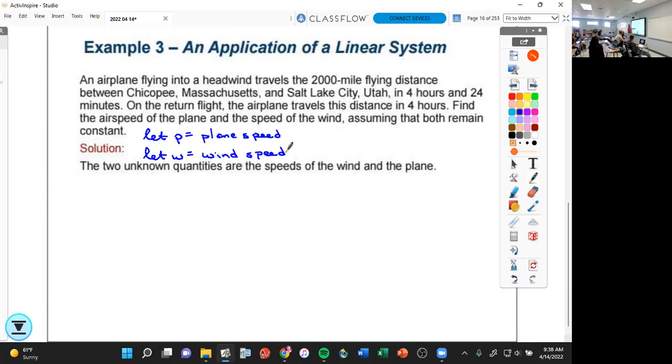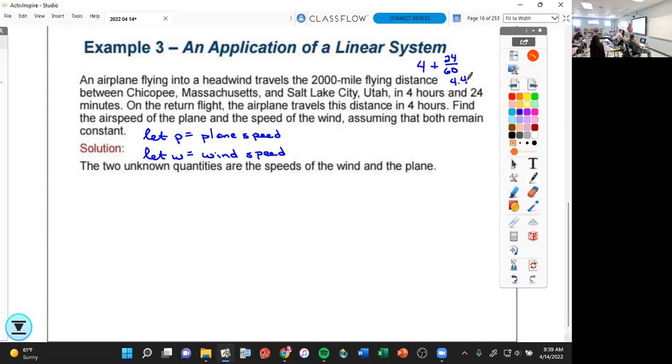Okay. And this is kind of convenient. 4 hours and 24 minutes, right? And this is actually a nice decimal. What is 24 divided by 60? 0.4. So this is actually 4.4.